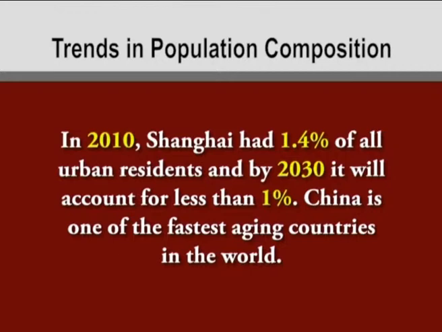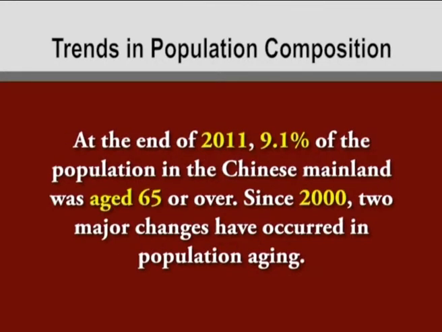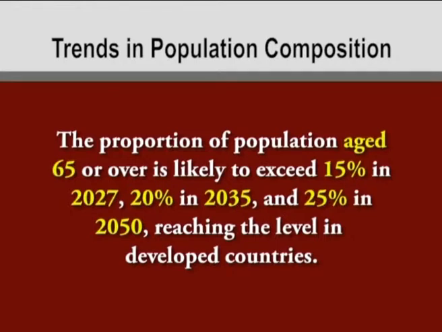China is one of the fastest aging countries in the world. At the end of 2011, 9.1% of the population in the Chinese mainland was aged 65 or over. Since 2000, two major changes have occurred in population aging. Firstly, aging has speeded up, and secondly, the speed is higher than expected. The proportion of population aged 65 or over is likely to exceed 15% in 2027, 20% in 2035, and 25% in 2050, reaching the level in developed countries.